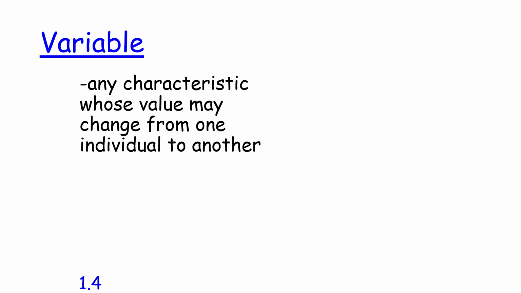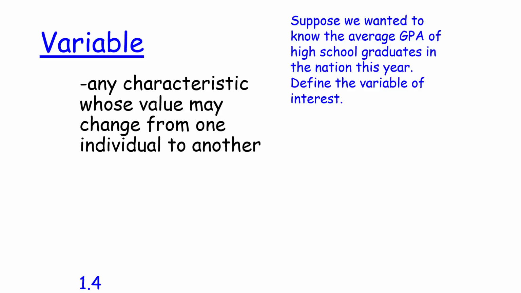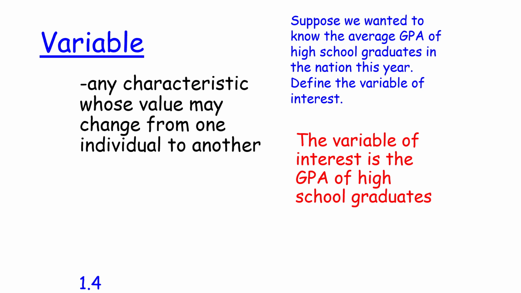So let's first talk about a variable. Now, any characteristic whose value may change from one individual to another is known as a variable. Now, suppose we want to know the average GPA of high school graduates in the nation this year. Define the variable of interest here. The variable of interest is the GPA of high school graduates.